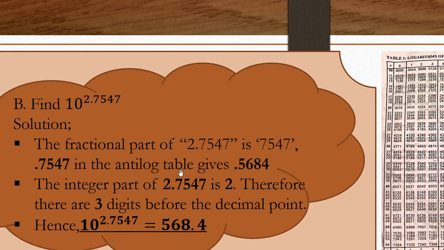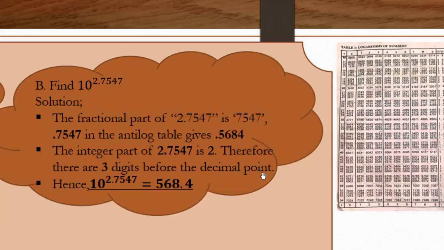The integer part is 2. So remember what you are going to do. You just add 1 and move the decimal point. If you add 1, it will be 3. So we'll move the decimal point 3 times. That's 1, 2, and 3. So the decimal point will be here after 8. So the answer will be 568.4.